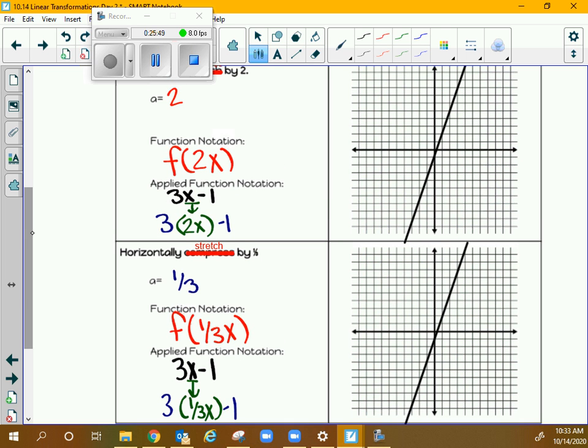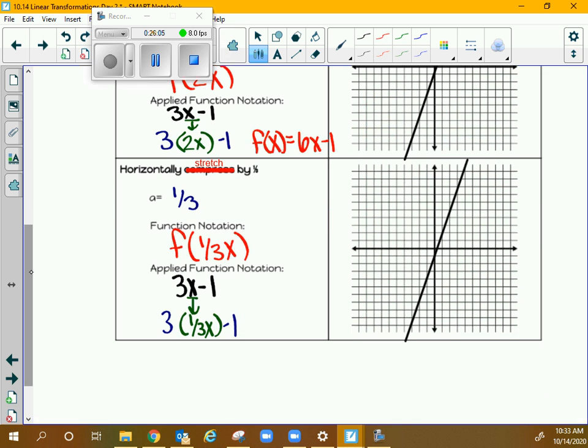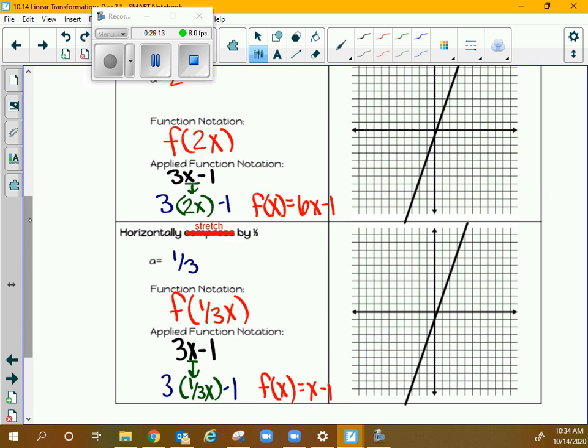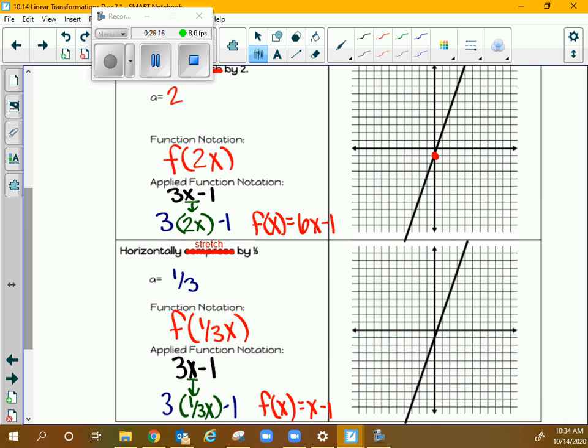Okay, so now let's rewrite our functions. 3 times 2x minus 1, what did that end up giving me? 6x minus 1. 3 times 1/3 x minus 1, what did that give me? Equals x minus 1. So when I graph them, where will they cross? The y-intercept. So you see how they're different? When you did any vertical transformations that weren't shifting, they all shared that x point. These ones are going to share the y-intercept.